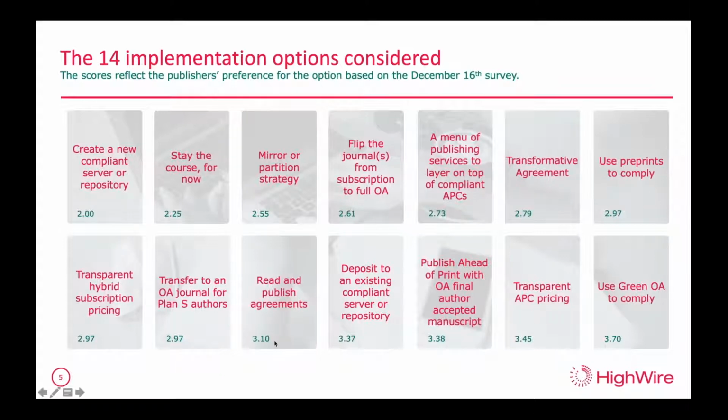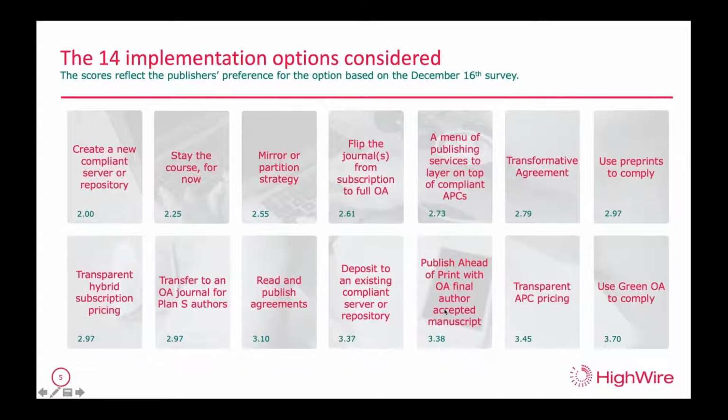These agreements tie the cost to publish open access with the cost to subscribe. And certainly larger publishers are pursuing this, but they're usually geographically focused. Deposit to an existing compliance server. Here, the question was, would green open access be compliant, and where would those articles go? And would some publishers actually want to enable this service, that is, perform it as a service?